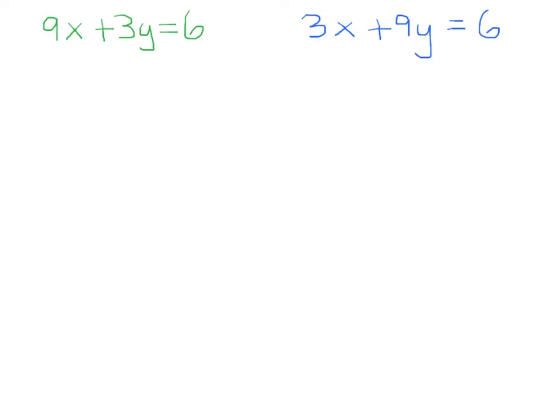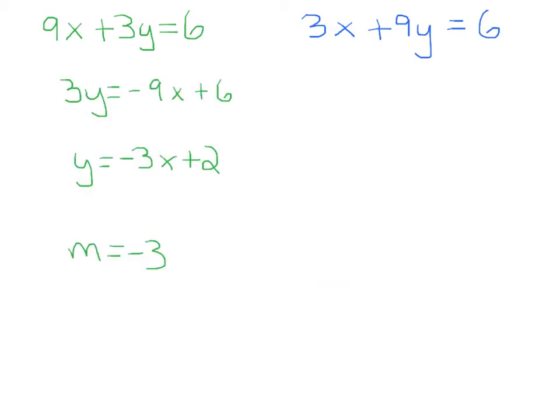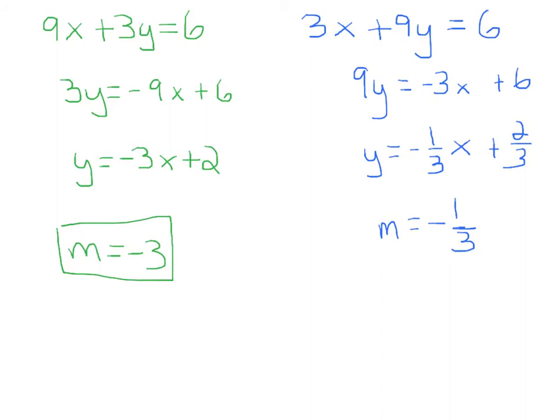Alright, in this example, two equations written in standard form. I want you to rewrite them both in slope-intercept and then decide if they are parallel, perpendicular, or neither. For the first equation, you should get that the slope is negative 3. And for the second equation, you should get that the slope is negative 1/3.